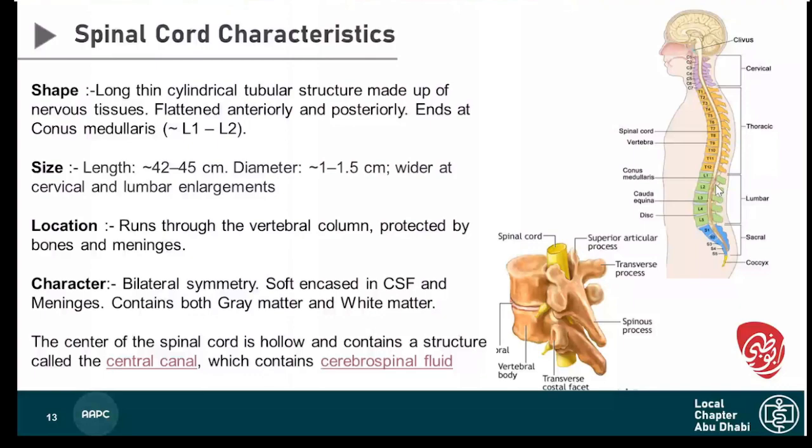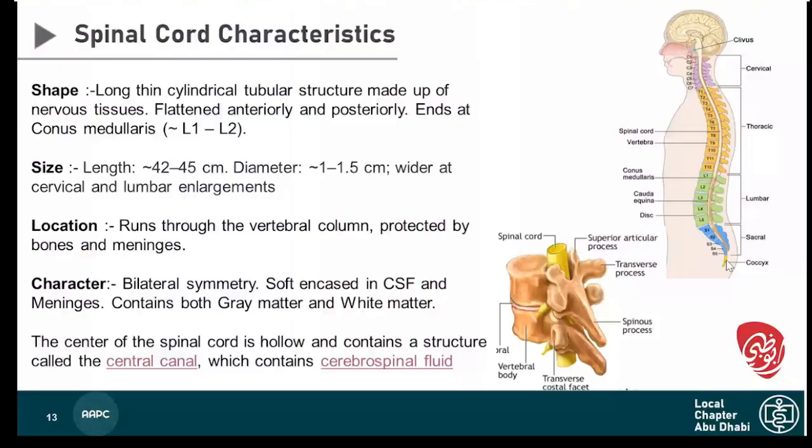Below this conus medullaris comes the cauda equina. It is the bundle of nerve roots at the lower end of the spinal cord. Hence, it is also known as the horse tail because it is a collection of lumbar, sacral, and coccygeal nerve roots. Okay, so it is considered a horse tail. Below that, what structure? Filum terminale. The main function of the filum terminale is to anchor the spinal cord to the coccyx. Okay, this is about the external structure of the spinal cord.